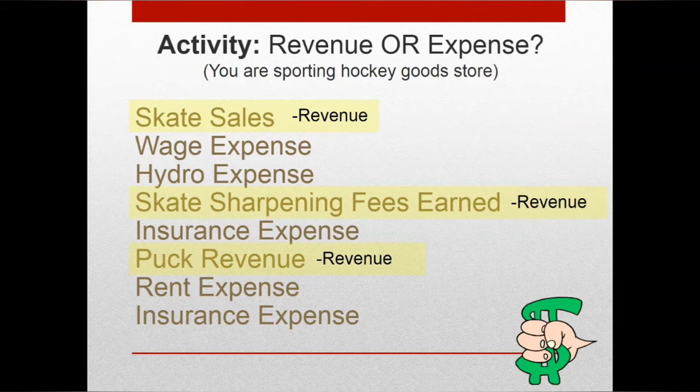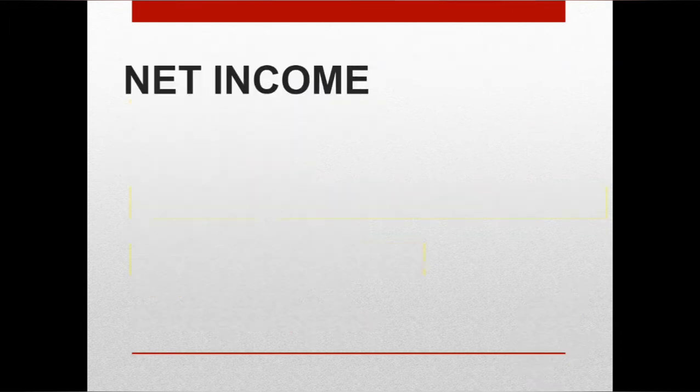All right, so when you are preparing an income statement, this right here is going to be your first step. You're going to look at all the accounts that you've been given, and you're going to divide them up as either revenues or expenses, and then you're going to use that information to create your formal income statement.